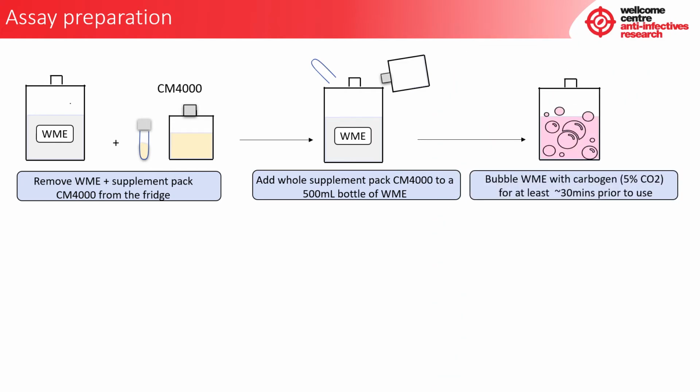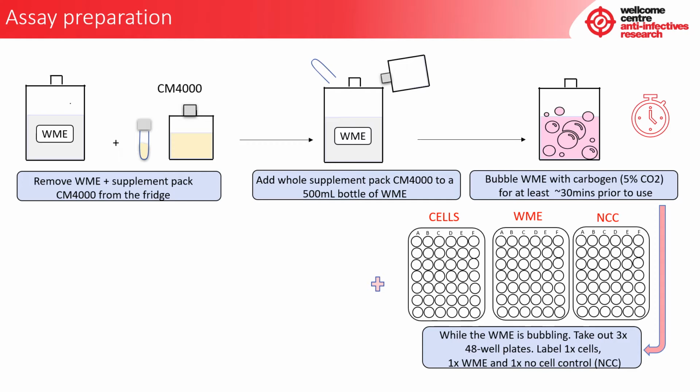Bubble the WME with carbogen, which is 5% CO2, for at least 30 minutes prior to use. While the WME is bubbling, take out 3 48-well plates. Label 1 cells, 1 WME and 1 no-cell control.